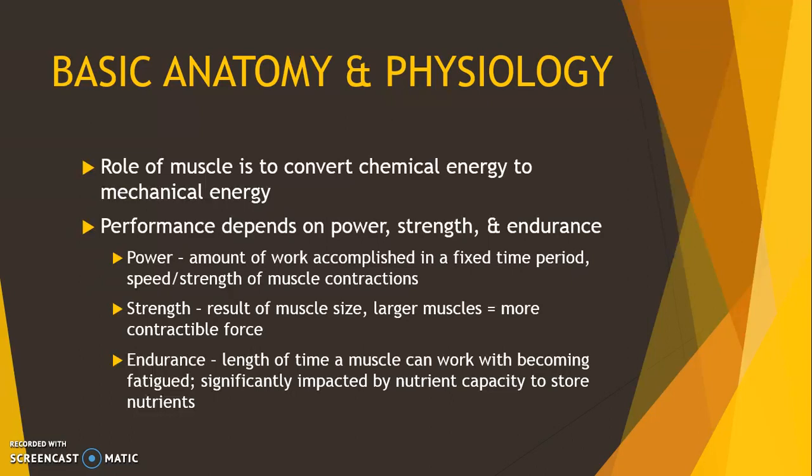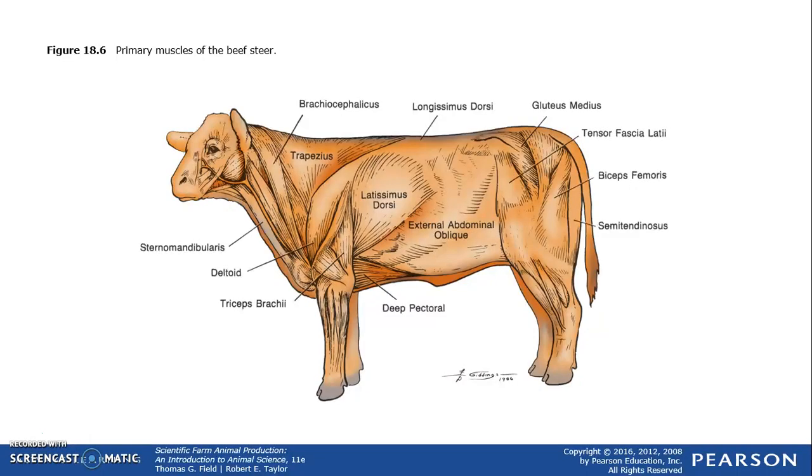Power, which is the amount of work that could be accomplished in a fixed time period. Strength, which is the result of muscle size and contractible force. And endurance, how long can they stand to do the kind of work or perform the kind of duties that we're asking them to without becoming significantly fatigued or impacted due to the capacity to store nutrients. So those are the big three things in general as we look at muscle function. Again, I thought I'd just throw a diagram out there that your book provides that shows you some of the big primary muscles of a beef steer.